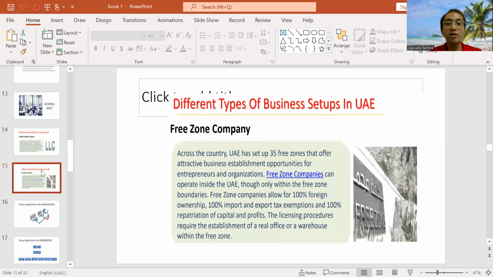And then we also have Free Zone Company. Across the country, UAE has set up 35 free zones that offer attractive business establishment opportunities for entrepreneurs and organizations. Free zone companies can operate only within the free zone boundaries. Free zone companies allow for 100% foreign ownership, 100% import and export exemptions, and 100% repatriation of capital and profits. The licensing procedures require the establishment of a real office or warehouse within the free zone. Right now in 2024, there are many variations of the licenses. There are some updates. I'll get the details for you so we can explain that, because you could use it to have your own business as well.